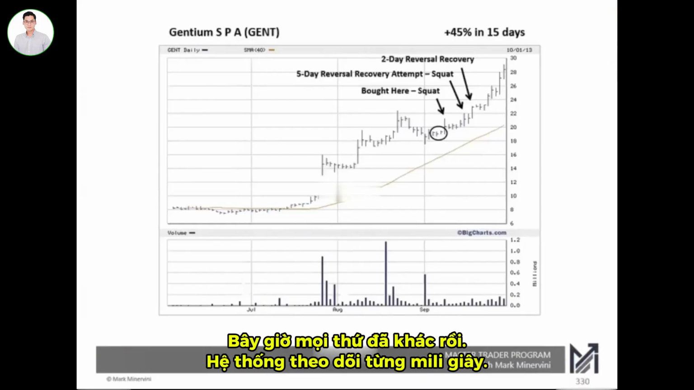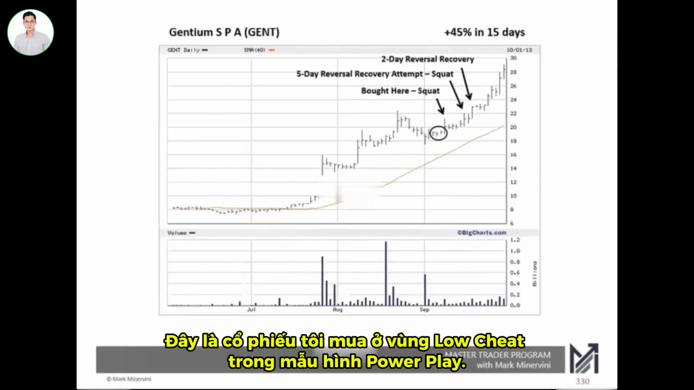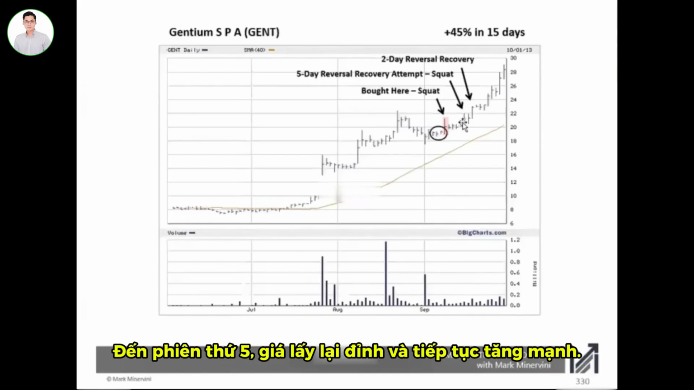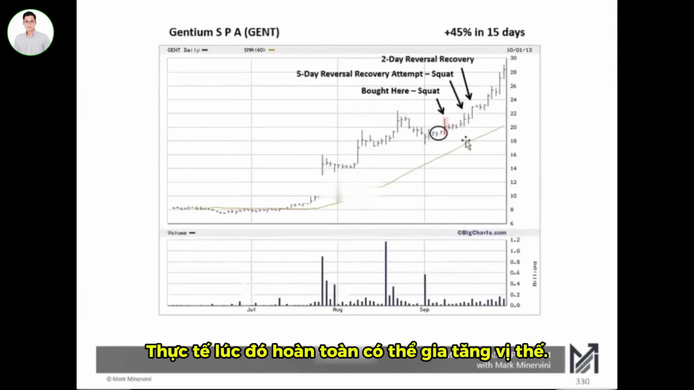Anyway, let's see here. It's totally different now. Everything's tracked to the millisecond. So this is a stock that I actually bought coming right out here. You see, it's a little low cheat area within this power play. And you can see it came out, and it wasn't a big squat. It was right in the middle of the range, but it went inside 1, 2, 3, 4 days. Fifth day, you get a reversal recovery. And it goes inside for a day, and now you're off to the races. So again, it took a little bit of time.